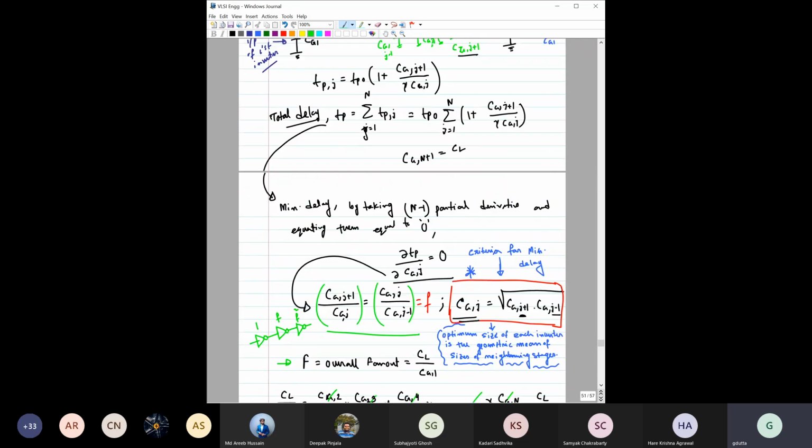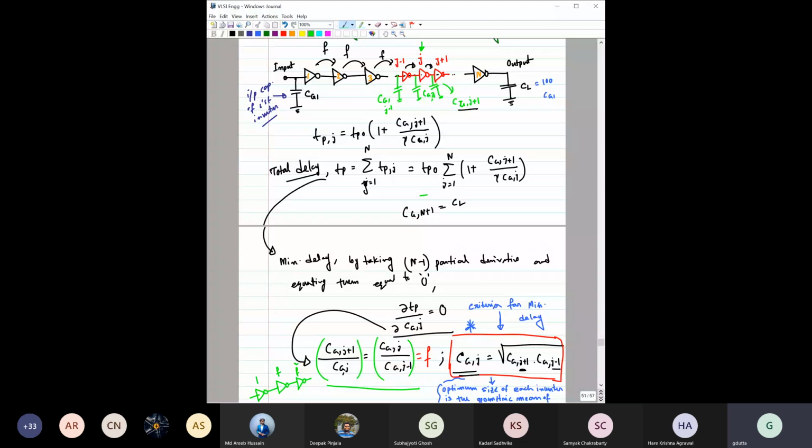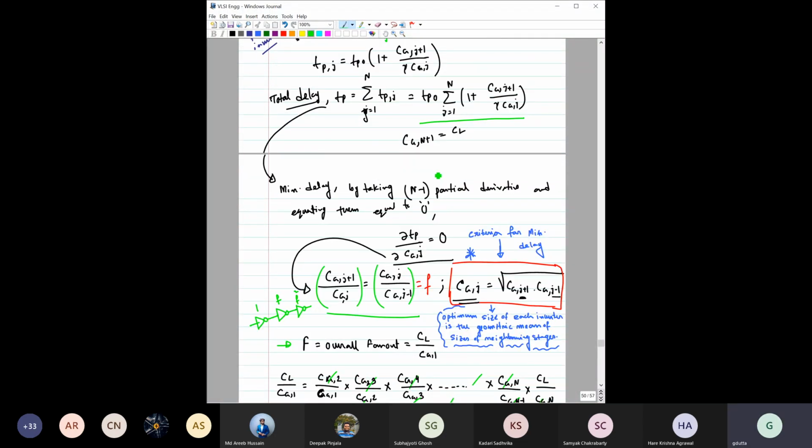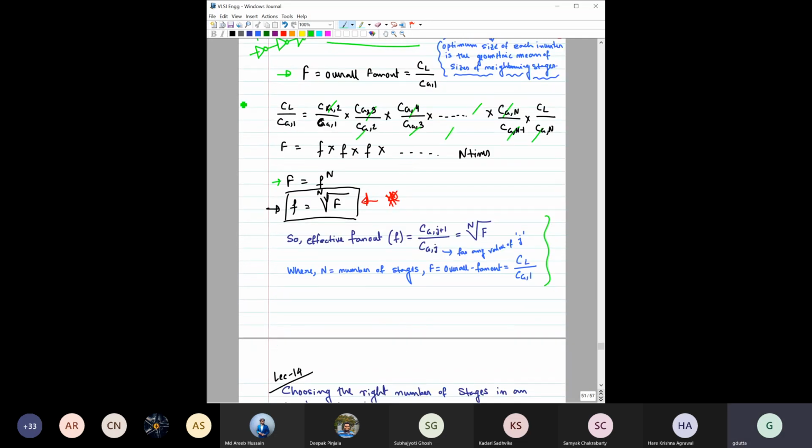Then if you have to write the total delay, we can take it from here, right? So it is basically TP naught. So let me write it here. The overall total delay would be equal to TP naught, summation of j equal to 1 to n, 1 plus Cg of j plus 1 by gamma Cg of j, right? So here this would be the criteria, total TP would be equal to this one.